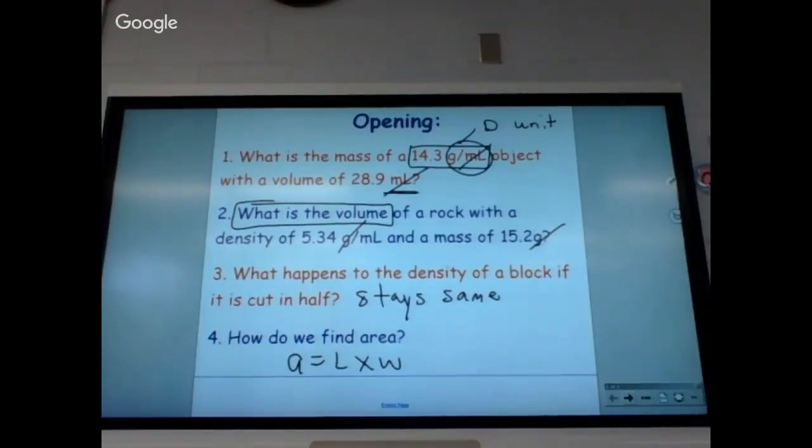You're solving for what, if you've got this and that? Yeah, so solve for density. And then you can figure out which one of those it is. All right, who else has a question?